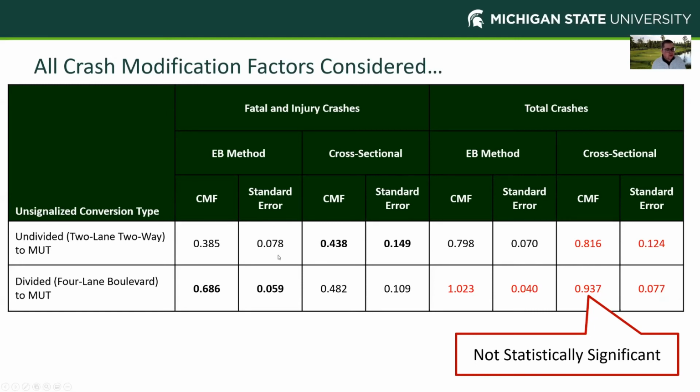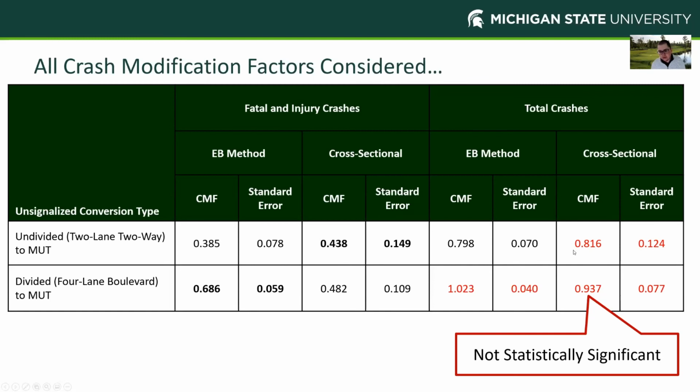Now, in the end, because we only had 3 sites, I wouldn't put a whole lot of weight into the 0.385 CMF there. Really want to focus on this cross-sectional one, just because of sample sizes. This was statistically significant, but the practical significance of 3 sites is not very high. So in the end, I'm going to recommend this 0.438 CMF for the undivided conversions, and it's generally in agreement with the EB method approach, but just a much bigger sample size.